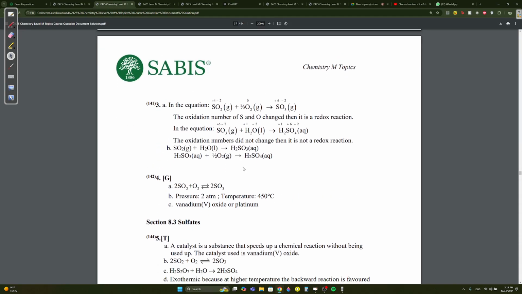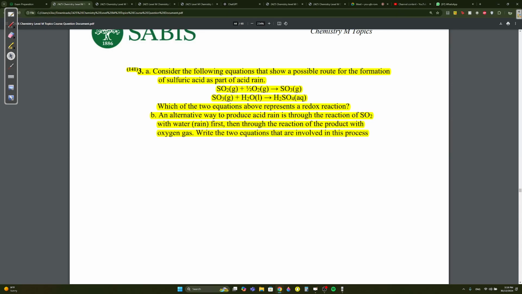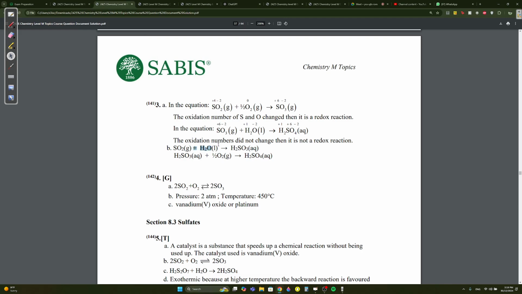Okay, B. Sulfur dioxide with water, SO2 plus H2O, will get you H2SO3. Just add an oxygen and H2. It's going to be H2SO3. This is a diprotic acid that is weak. This is sulfurous acid. In case they ask, this is a weak acid.